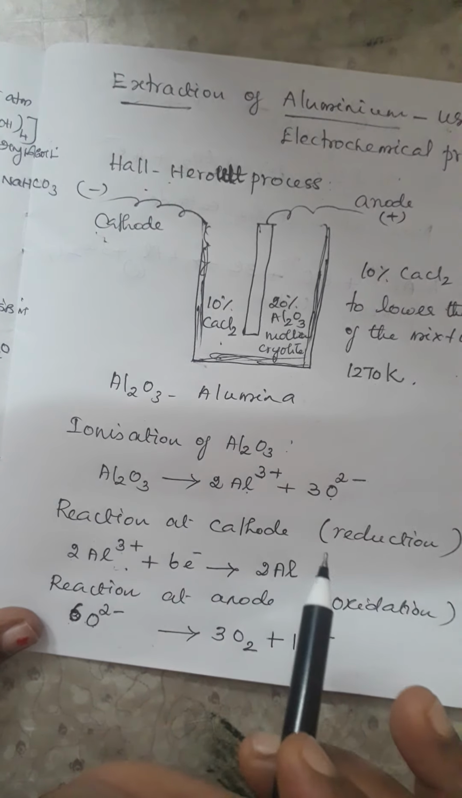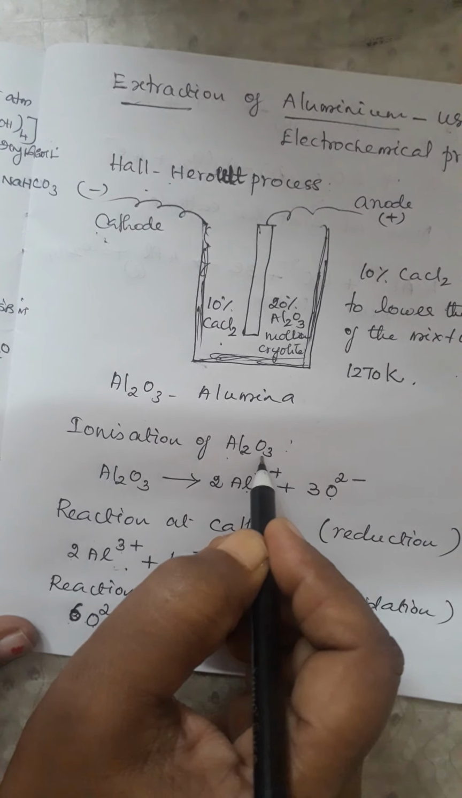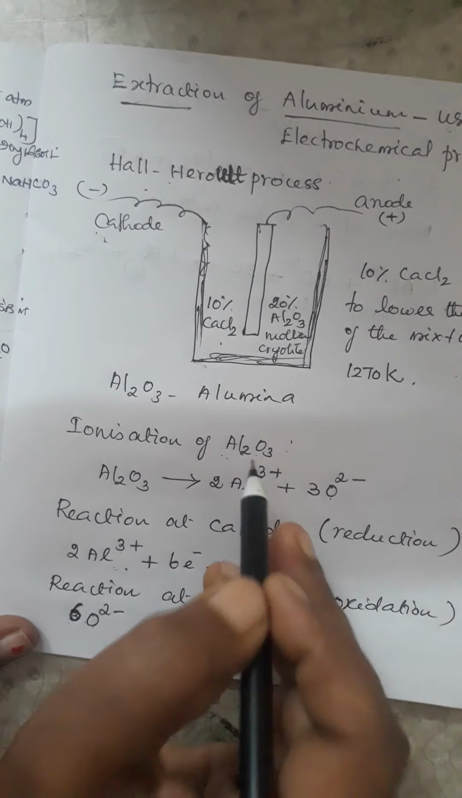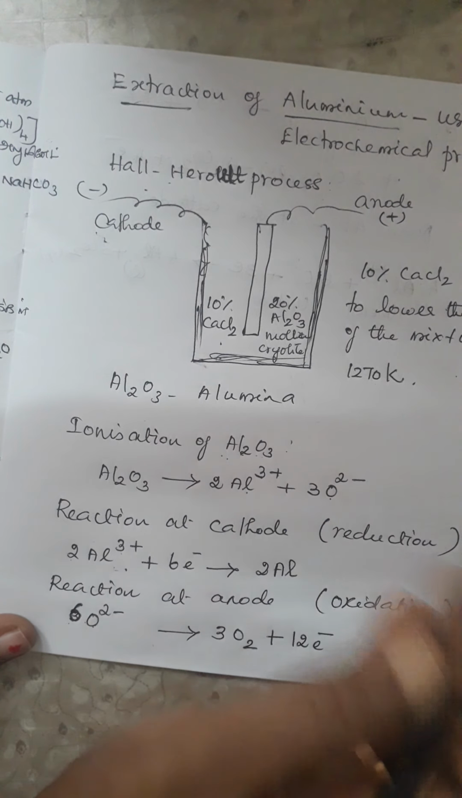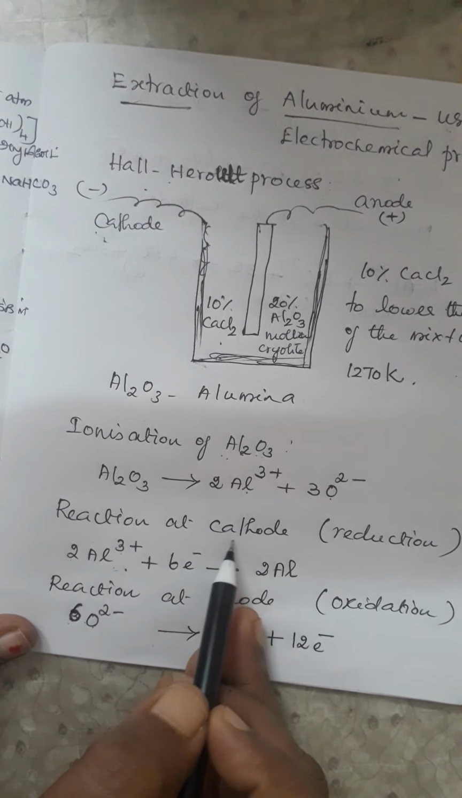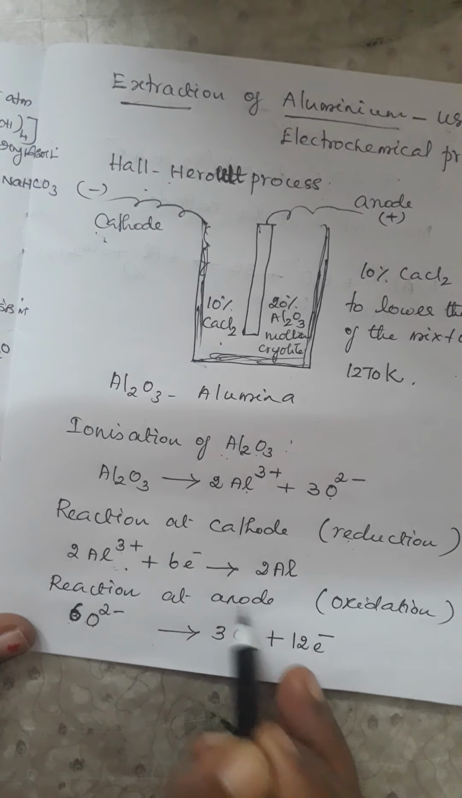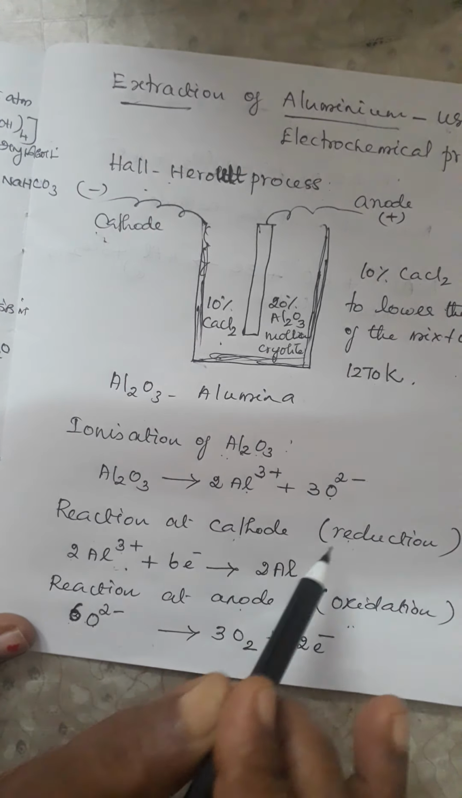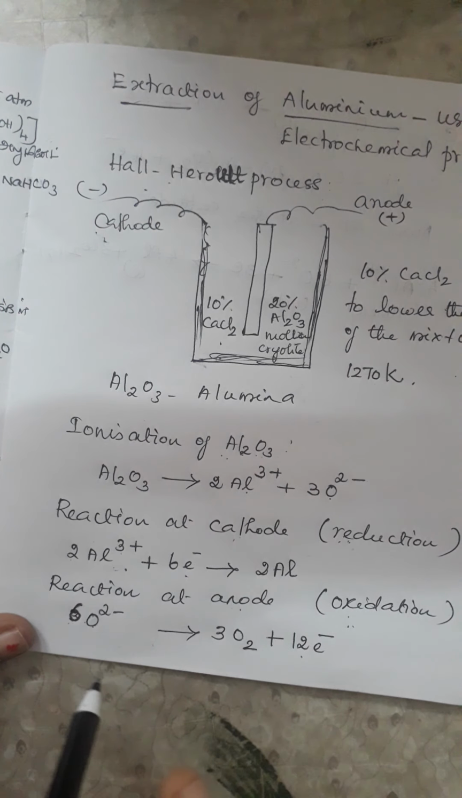The reactions எழுதலாம் நம்ம இப்போ. Ionization of aluminium, 2 aluminium, 3 oxygen atoms. So Al2O3 gives 2Al3+ and 3O2-. Reaction at cathode, reduction. At cathode, reduction takes place, anode oxidation takes place. ஆனோடில் ஆக்சிடேஷன், கேத்தோடில் ரிடக்ஷன். ரிடக்ஷன், கெயின் ஆஃப் எலக்ட்ரான், ஆக்சிடேஷன், ரிலீஸ் ஆஃப் எலக்ட்ரான்.